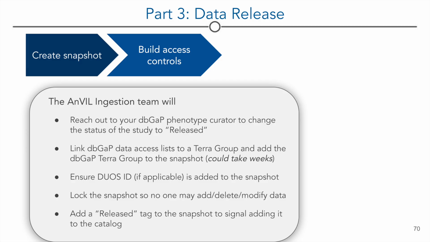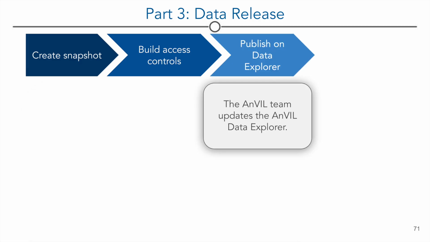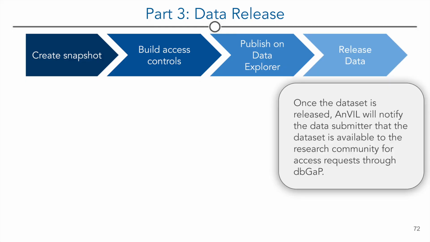Lock the snapshot so no one may add, delete or modify data. And finally, add a release tag to the snapshot, which will signal adding it to the catalogue. At this point, the dataset will appear on the AnVIL Data Explorer. Once the dataset is released, AnVIL will notify you that it's available to the research community for access requests through dbGaP.